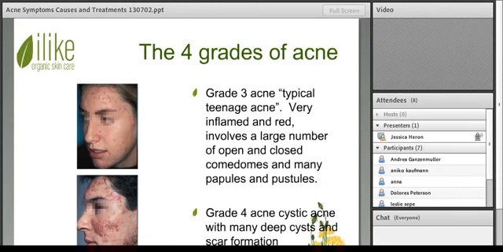It usually extends beyond the face and may affect the entire back, the chest, the shoulders, and the upper arms. Nearly all cystic acne sufferers develop scarring because it's so deep and it has damaged tissue. Grade 4 acne must be treated by a dermatologist, and it requires powerful systemic medications in order to control the condition.